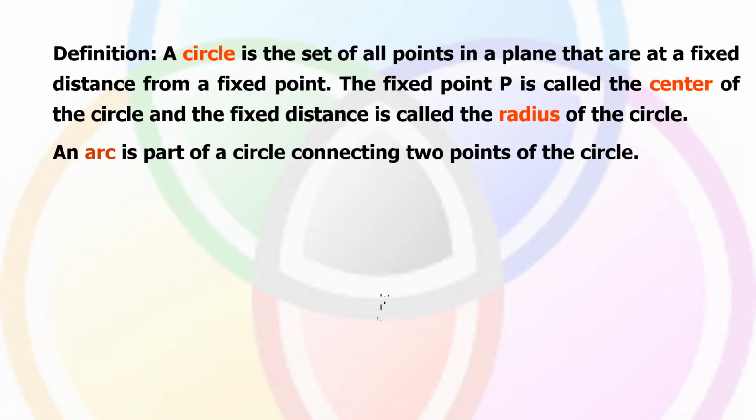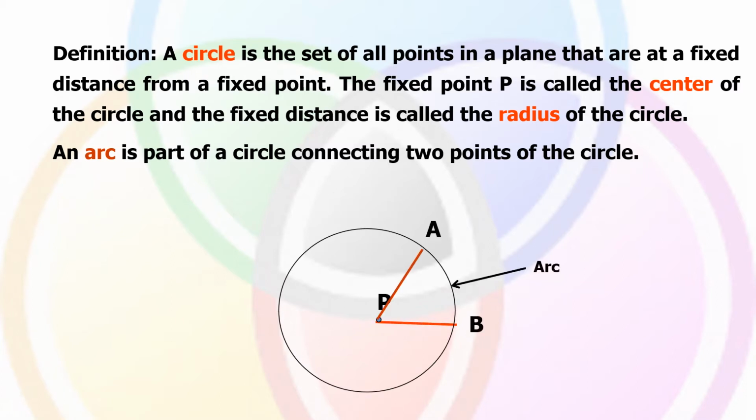Let us first understand the definition for circle. A circle is the set of all the points in a plane that are at a fixed distance from a fixed point. Here two things are there, one is a fixed distance and one is a fixed point. So the fixed point is known as the center and the fixed distance is known as the radius. As you can see in the figure, this P is representing the fixed center and AP or PB is the fixed distance, which is the radius of the circle.